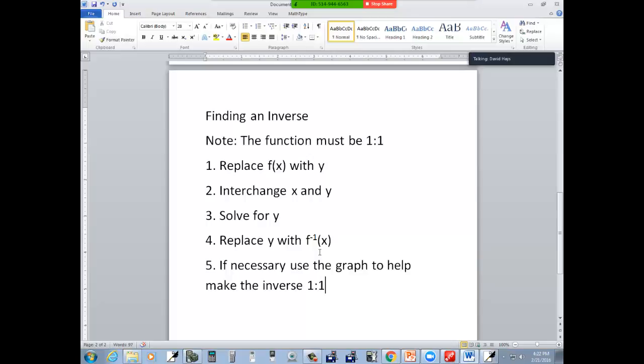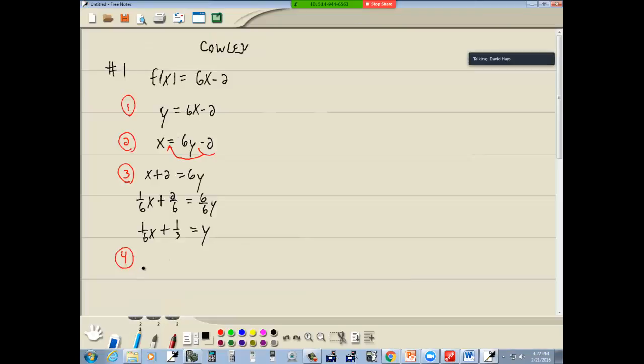Now step 4 is replace y with your inverse notation. So the inverse of f is equal to 1/6 x plus 1/3.